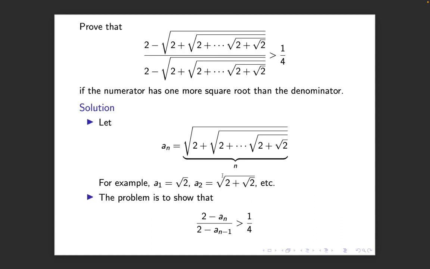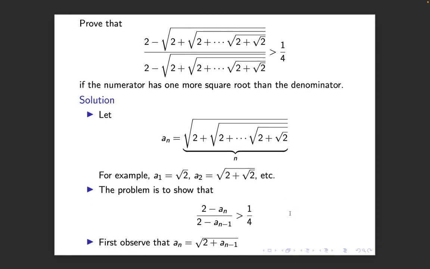Alright, so now if we actually plug in this a_n and a_(n-1) in the inequality right here, the question becomes to show that this inequality holds true. The numerator has one more square root than the denominator, so therefore we will have an extra square root, so the numerator will be a_n here, and in the denominator we will have a_(n-1). So then our original inequality can be rewritten as (2 minus a_n) over (2 minus a_(n-1)) greater than 1 over 4.